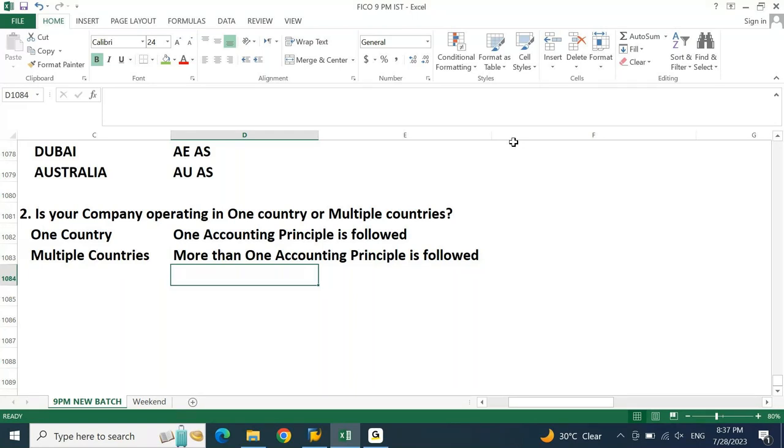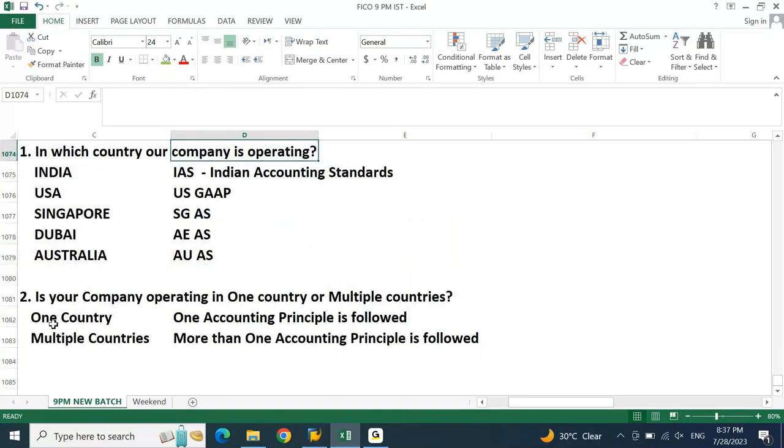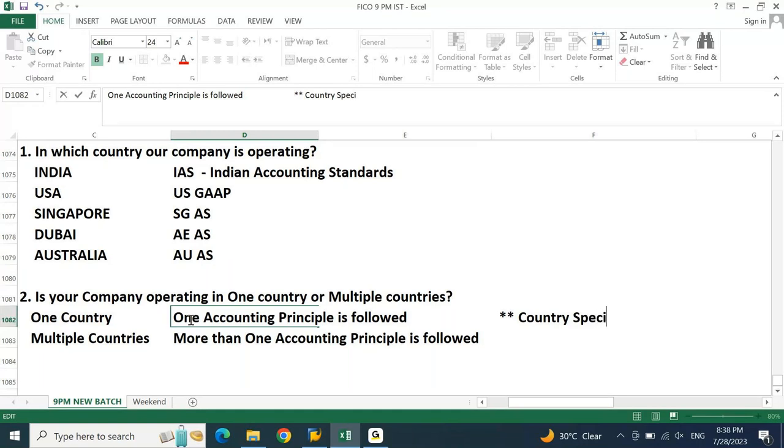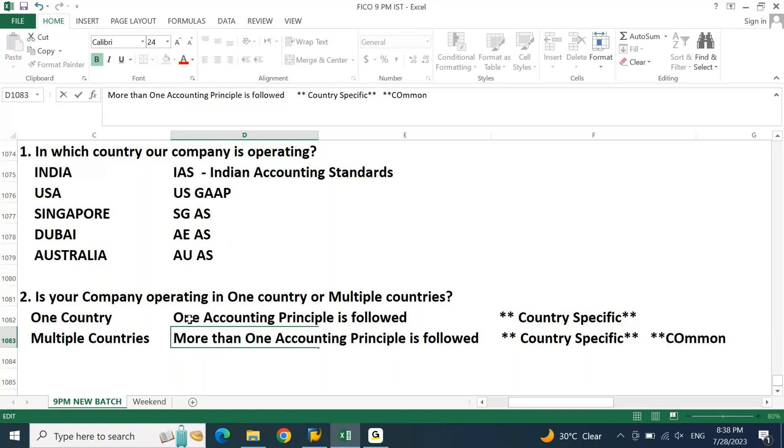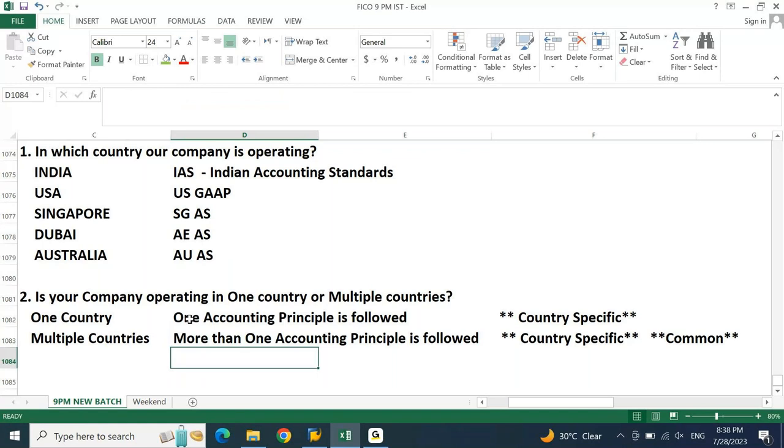Now we understood accounting principle. For each country, there is a specific accounting principle. If you are operating in one country, one accounting principle is followed. This is the country-specific accounting principle you will follow. Now, when you are operating in multiple countries, you will be using two accounting principles. One is country specific, the other is common. One is your country-specific accounting principle, the other we need to follow is the common accounting principle. What the country-specific accounting principle is and what the common accounting principle is, we will understand next.